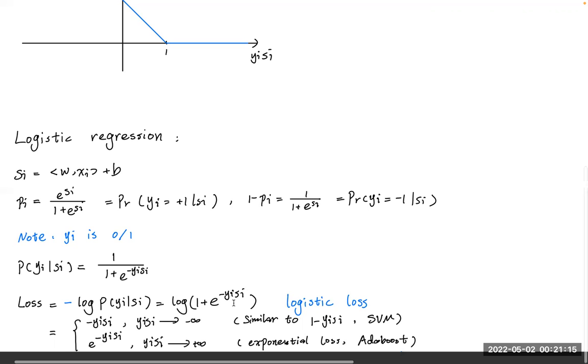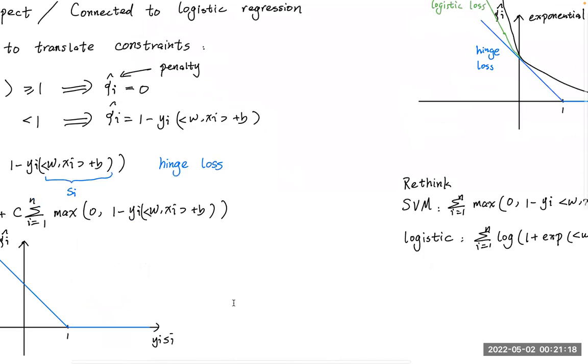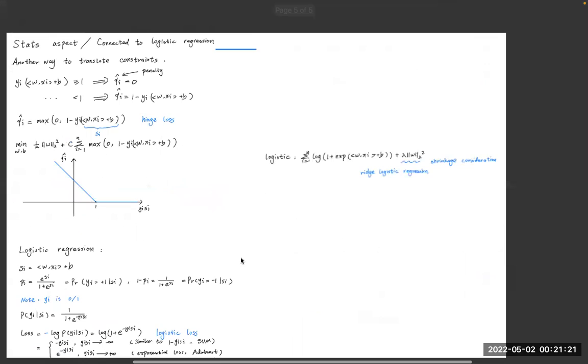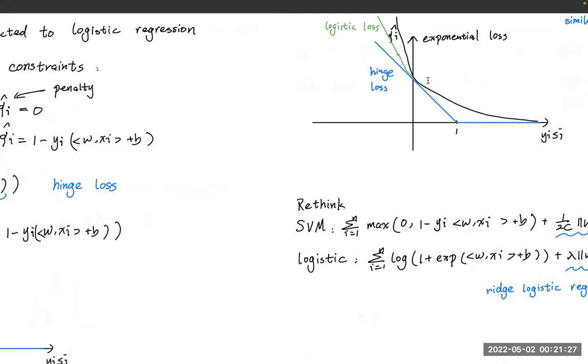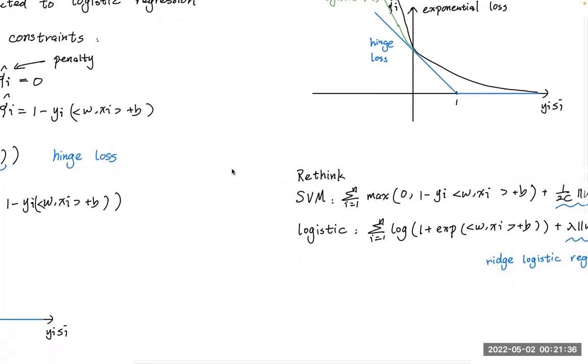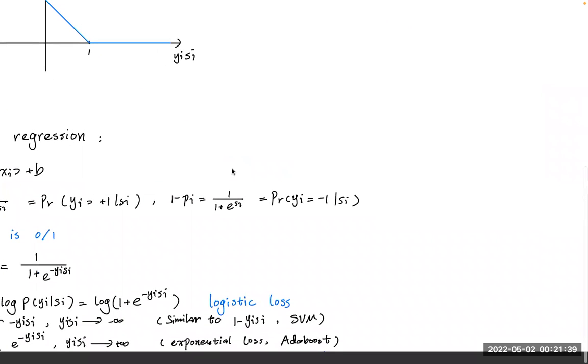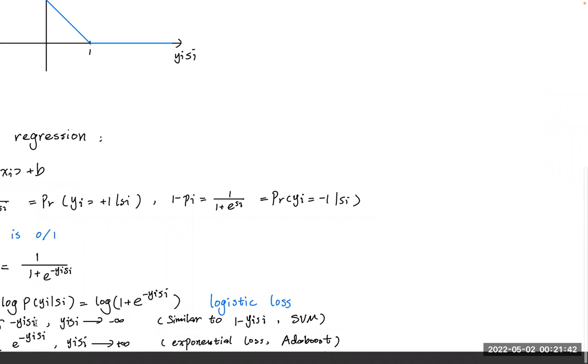Okay, so therefore, if you look at the negative side, on this side, this is a hinge loss, and then this will be the logistic loss. Okay, and this logistic loss on the negative side is something like here, negative y_i s_i, and this is similar to 1 minus y_i s_i in the hinge loss. Okay, on the left side. And on the right side, it is exponential of negative y_i s_i. This is exponential loss. And this is actually the loss function for AdaBoost.